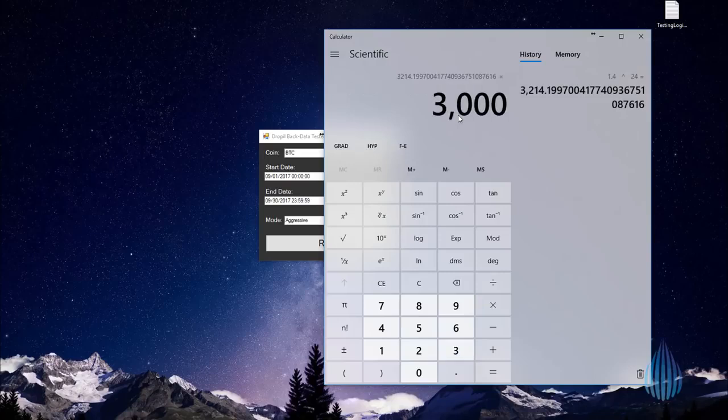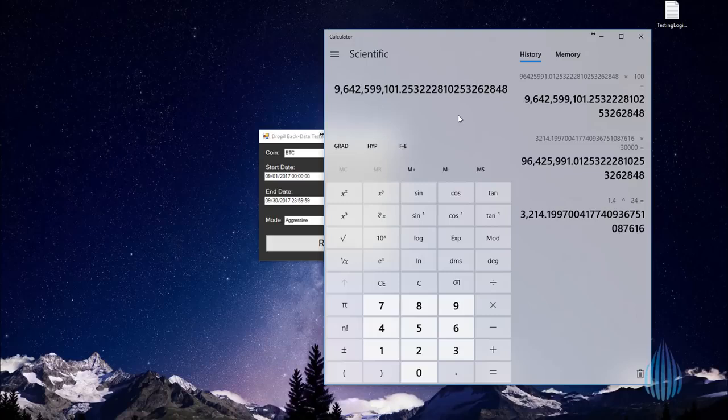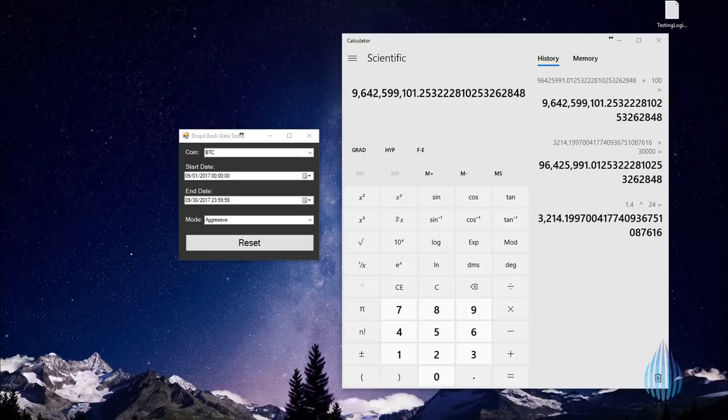Let's say you do a $30,000 investment. $96 million is what that lending platform has to pay you on your $30,000 investment. It's not possible. And let's say 100 people do that. 100 people invest $30K into that platform. $9.6 billion. They have to pay 100 people $9.6 billion. It's not possible. It's not sustainable. Dropil is sustainable. So that pretty much sums up the Dex bot and the back testing.